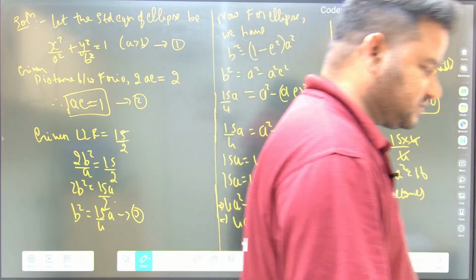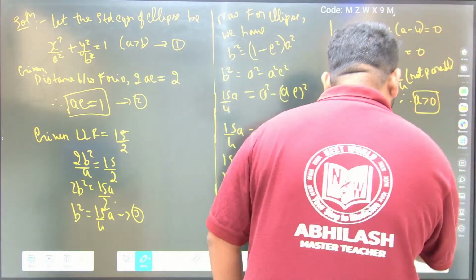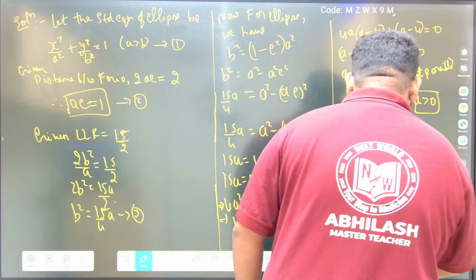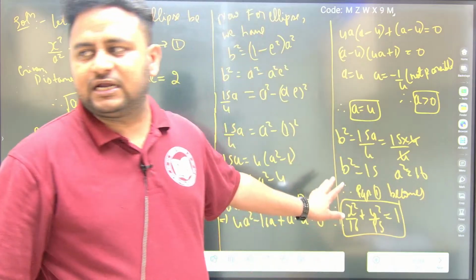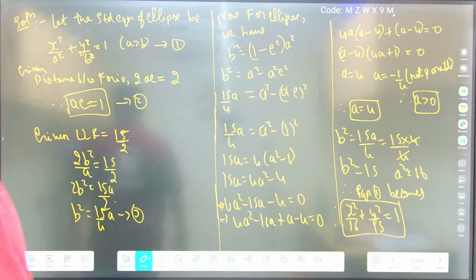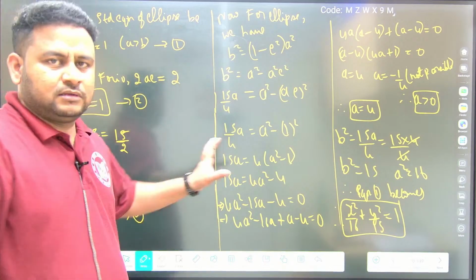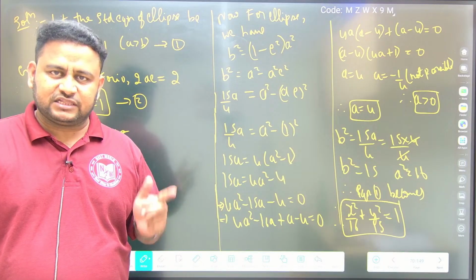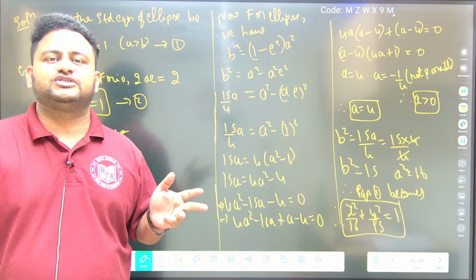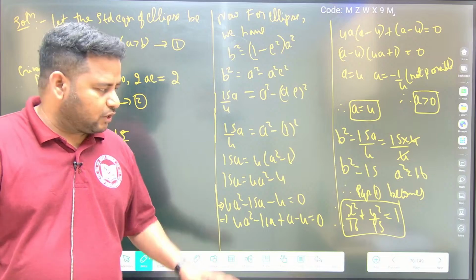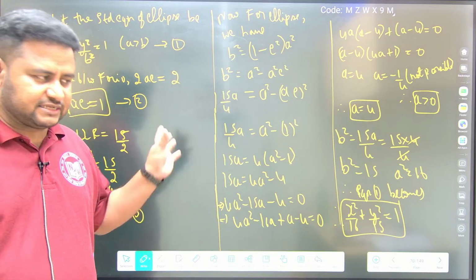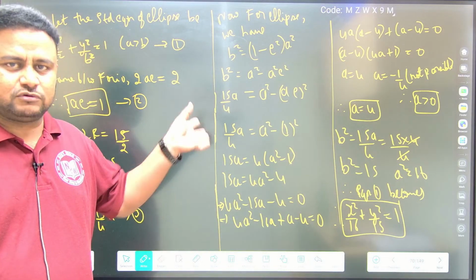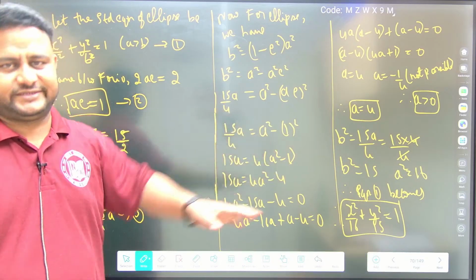x square by 16 plus y square by 15 is equal to 1 is the required equation of the ellipse. You have to write it like this. Clear? So we have done almost all the questions pertaining to eccentricity, foci, length of the latus rectum, and also equation of directrix. Ellipse with center at origin and ellipse whose center is not at origin, all these types of questions we have done.